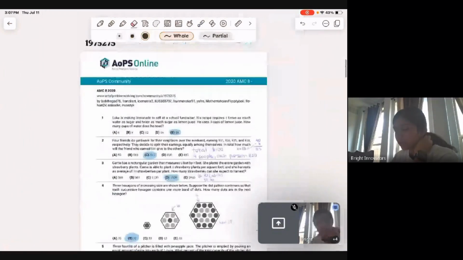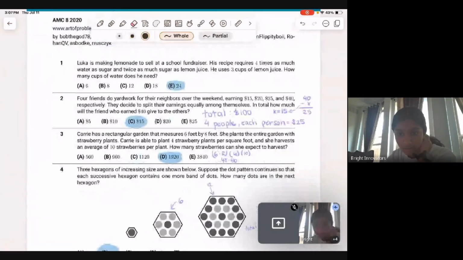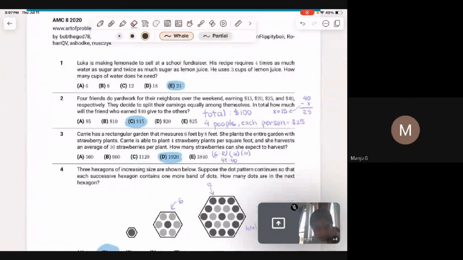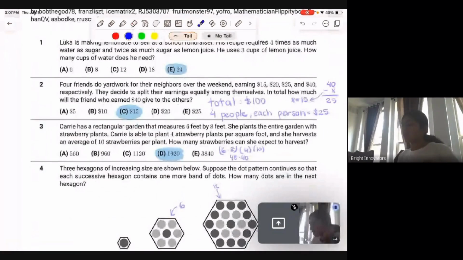We also went over 2 and 3, which I think you didn't get. I didn't get 3. Okay, 3, you basically just multiply all the numbers that they give you, because she has a 6 by 8 rectangular garden, so that's 48 square feet.